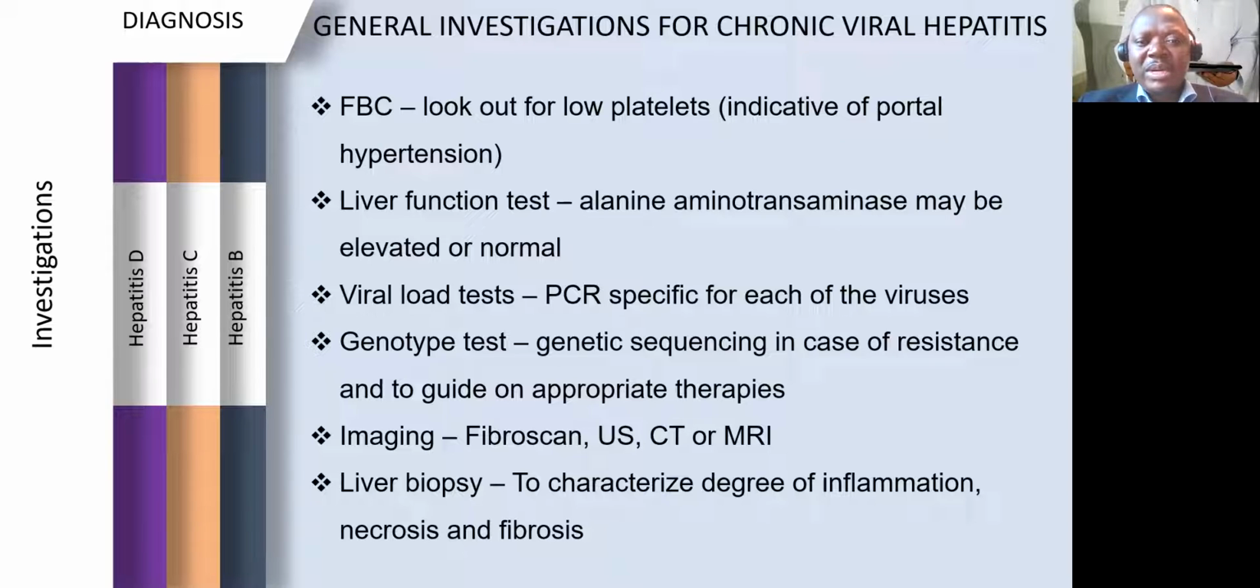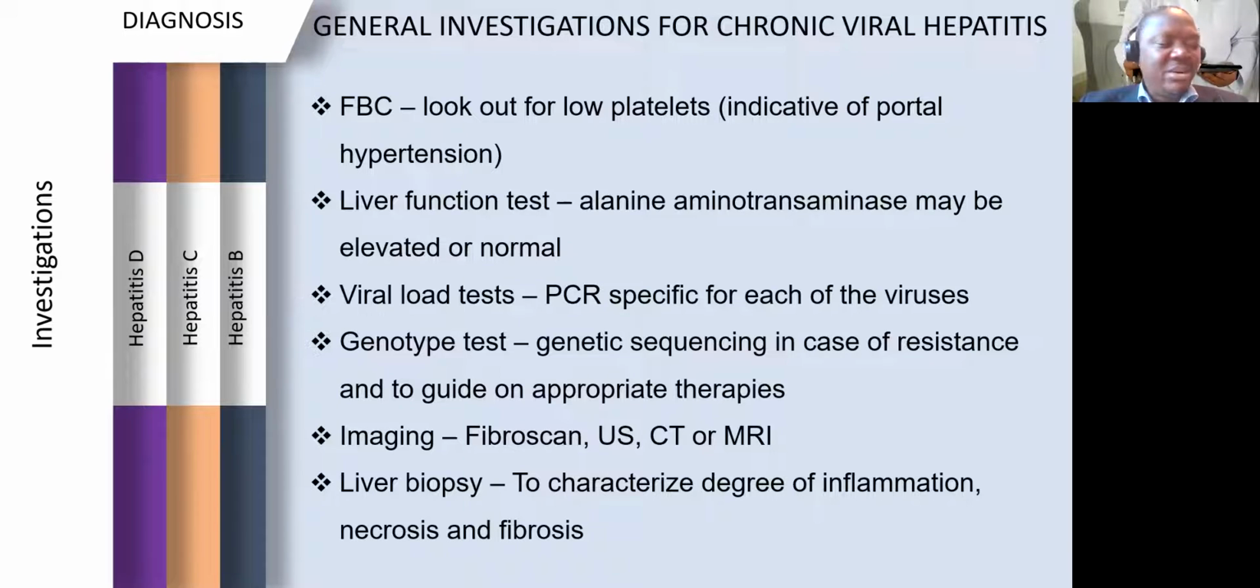Liver function test, you are interested in ALT. I mentioned this, alanine aminotransferase or transaminase, which may be elevated or may be normal. So don't rely on that as much, but it's also important that if it's raised, then it gives you some ideas as to what you should do in terms of treatment. The next thing would be viral load tests. Polymerase chain reactions are specific for each of the viruses. Genotype testing is to find if there's resistance to treatment and to guide appropriate therapies.